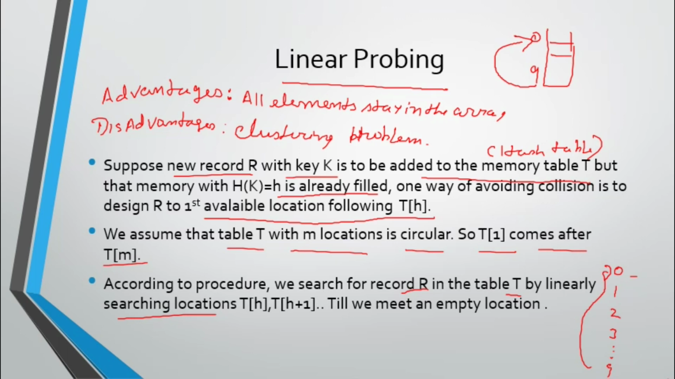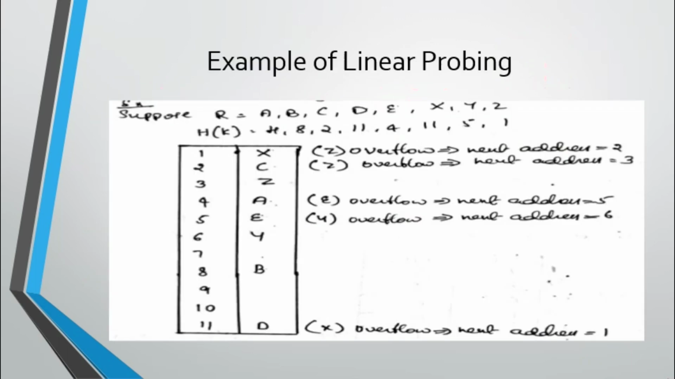According to the procedure, we search for record R in the table T by linearly searching locations T of h plus 1 till we meet an empty location. So whatever we have discussed here, let us see with an example.